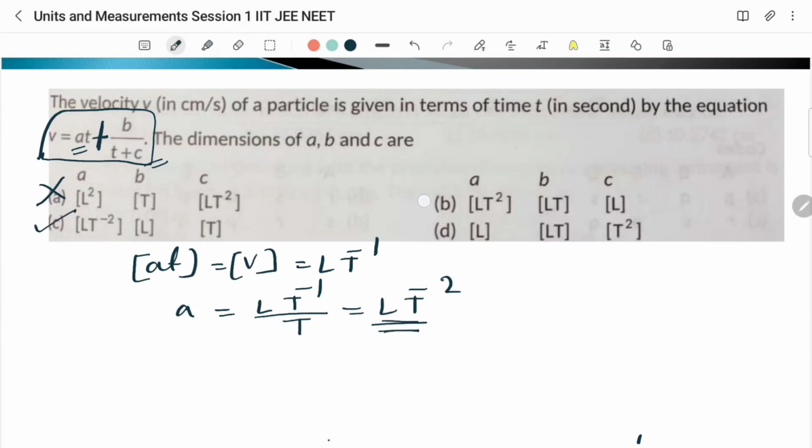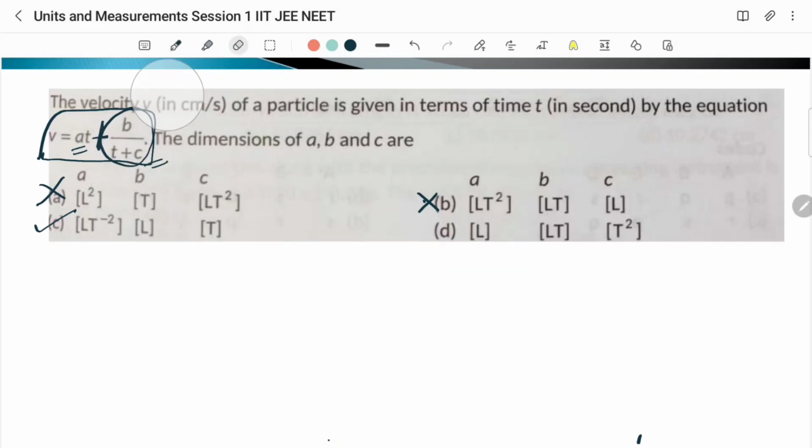Look into options B and D. They do not have this, so these will also cancel out. These options are wrong. This option is already correct. We do not have to solve for b by t over c. Still we can look for it just for our knowledge.